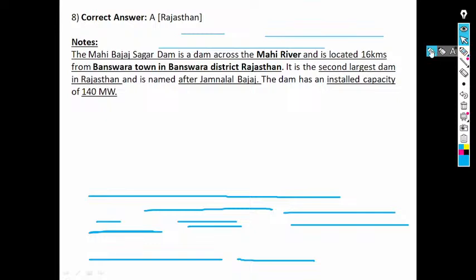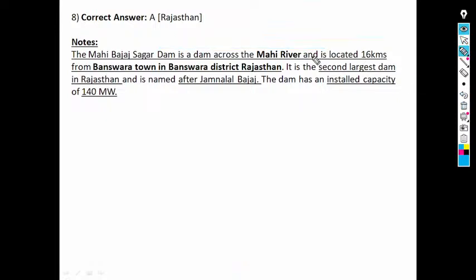Next, Rajasthan. Look, the Mahi Bajaj Sagar Dam is across the Mahi River and is located 16 km from Banswara town in the Banswara district of Rajasthan. It is the second largest dam in Rajasthan, named after Jamnalal Bajaj. Jamnalal Bajaj was a great industrialist and a well-known personality in India also. The dam has an installed capacity of about 140 megawatt.